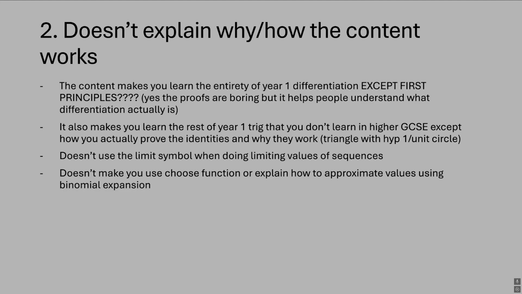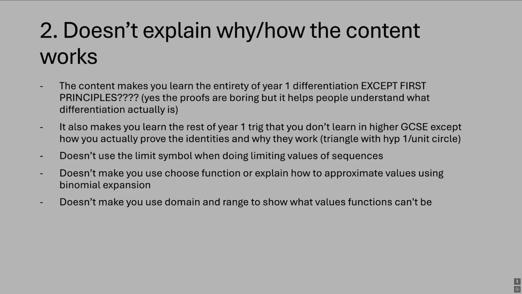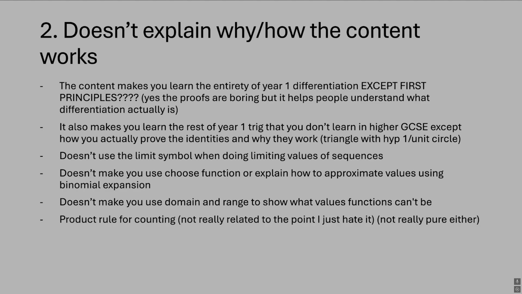It doesn't make you use n choose r or explain how you approximate values, two incredibly easy things that they could do that makes binomial expansion more boring, and also there's less in it as well. It's just a lose-lose. And it also doesn't make you use domain and range to show where asymptotes are or something like that. And also, product rule for counting I included here just because I hate it, but I'll go into that later.